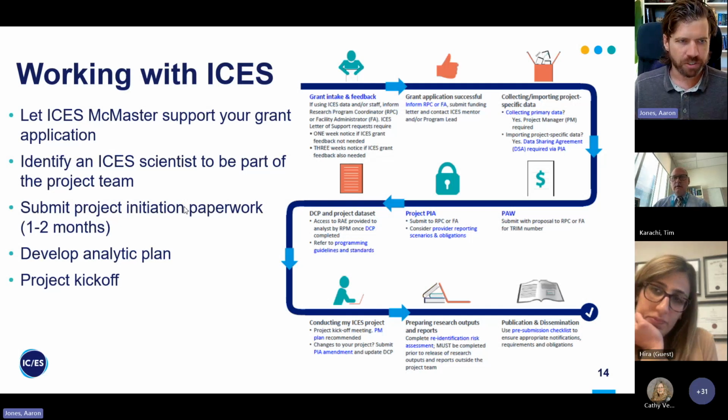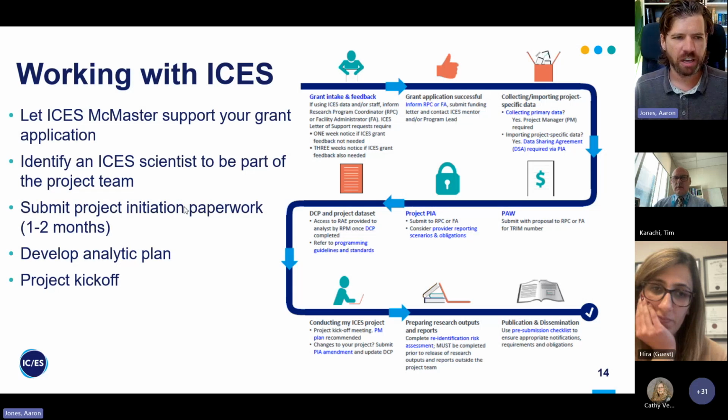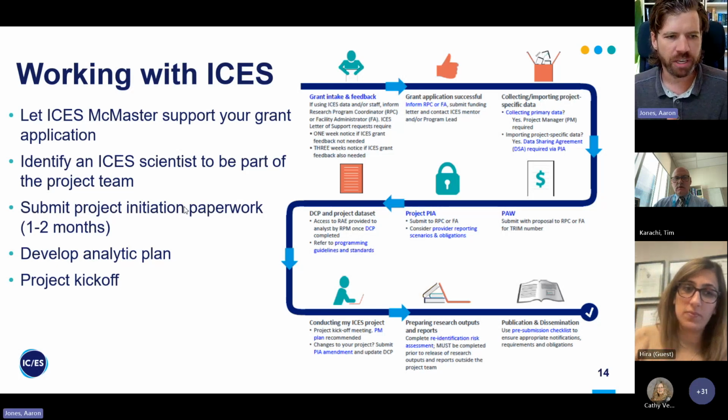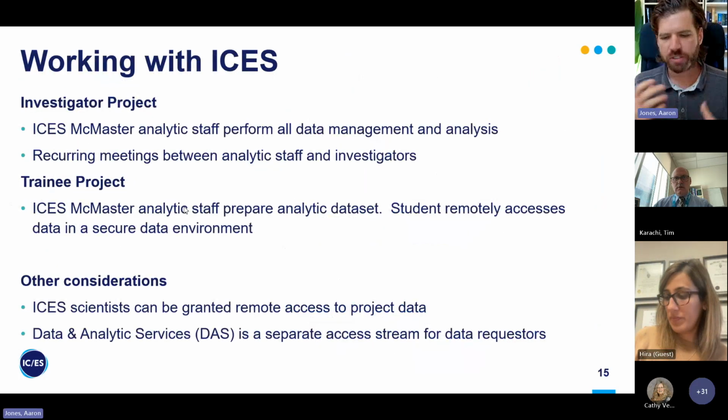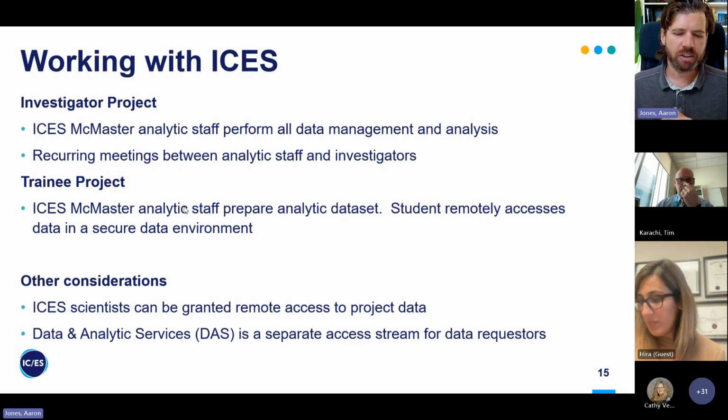Once you've been successful receiving your grant and we've identified the project team, you come back to us and put in your project initiation paperwork. It's a fairly simple process, just 1 to 2 months if it's a simple project to get things initialized on the ICES side. Concurrently, you're developing your data and analytic plan. Once all that's in place, you can kick off the project. Most projects, which I'll refer to as investigator-initiated projects, are ones where our ICES analytics staff will be doing all data management and analysis. We have 5 analysts who work for us right now.